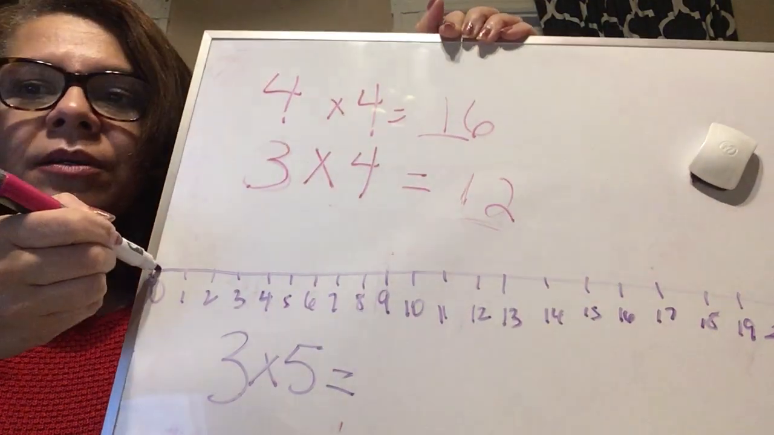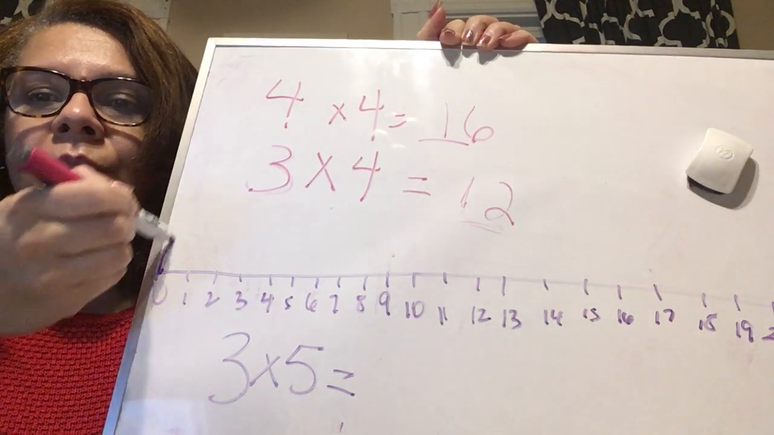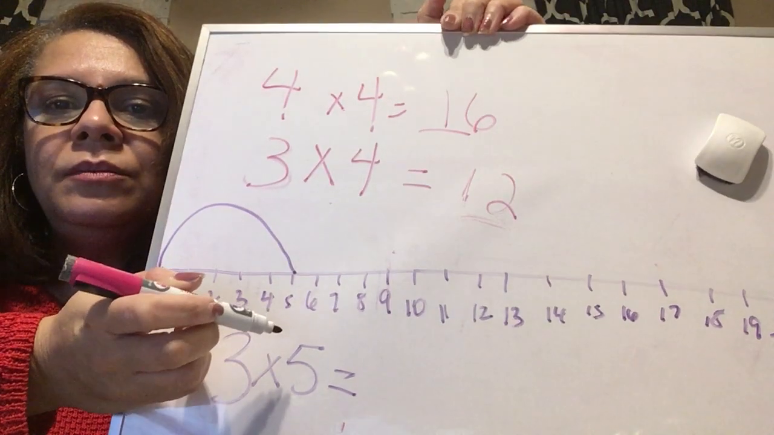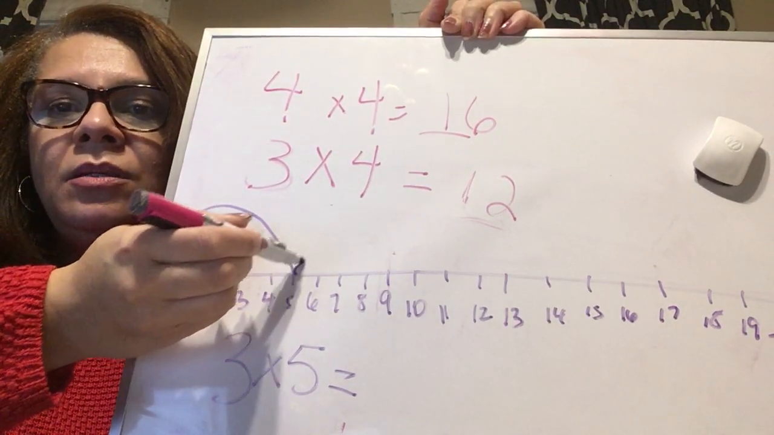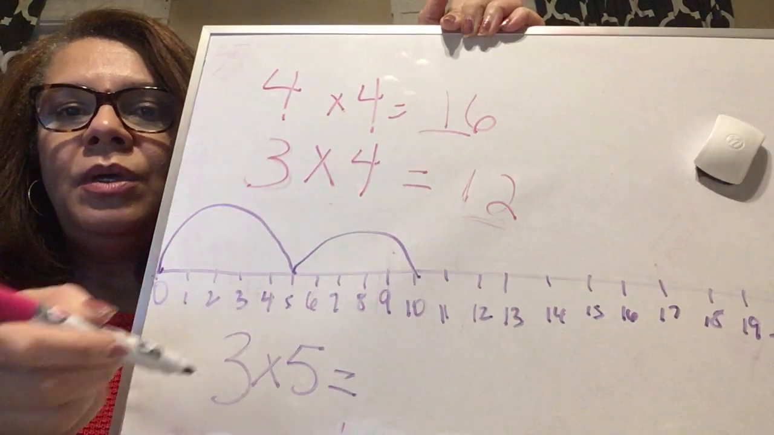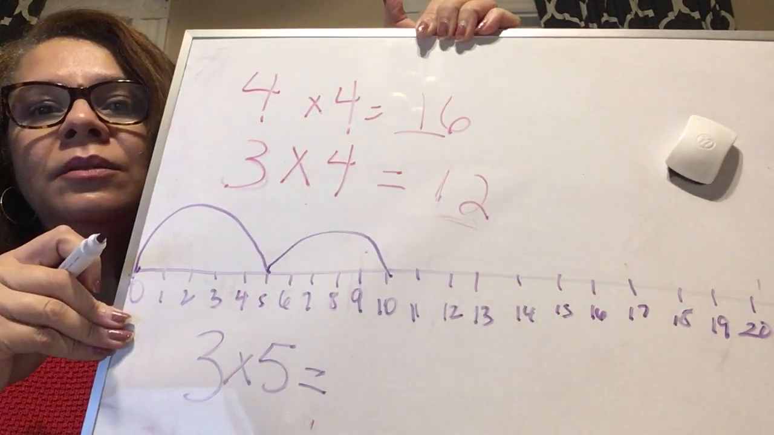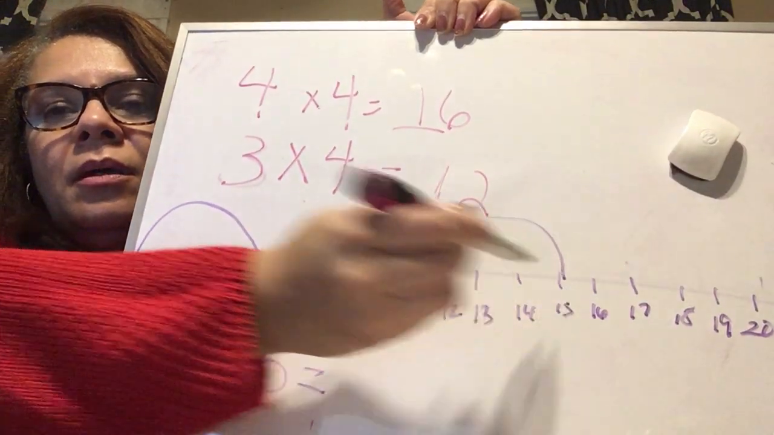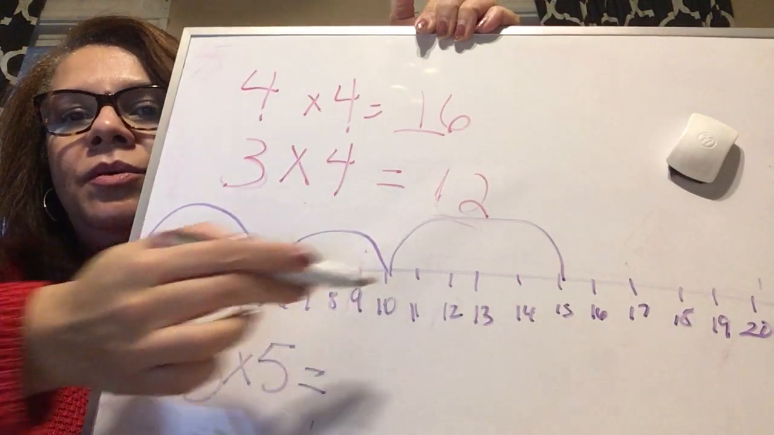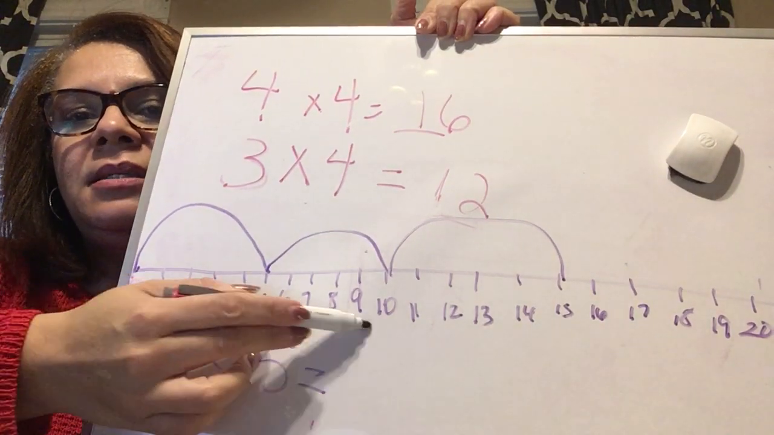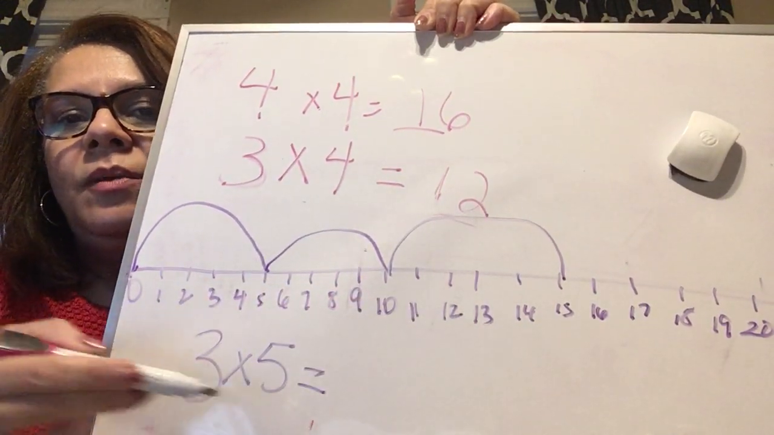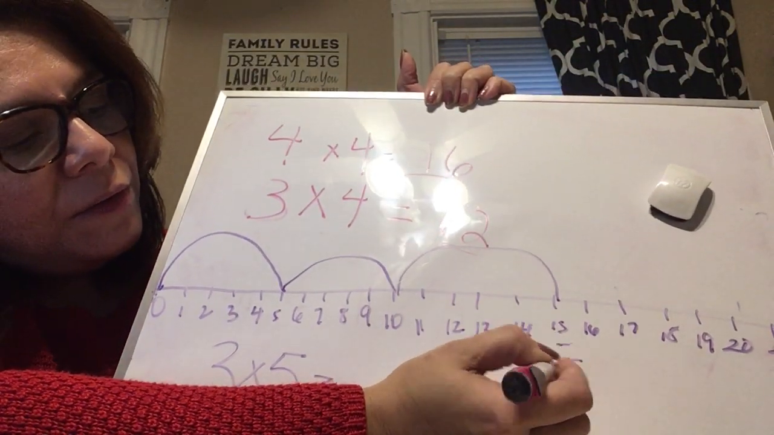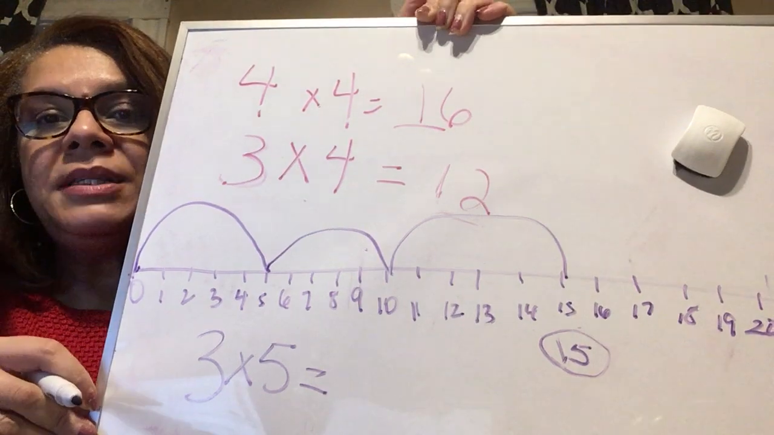So starting here, we're going to go 1, and we're going to count 5 more spaces, 2, and we're going to count 5 more spaces. Is that 3 hops? 1, 2, 3. Are there 5 spaces in between? Yes. We stopped at what number? The number 15.